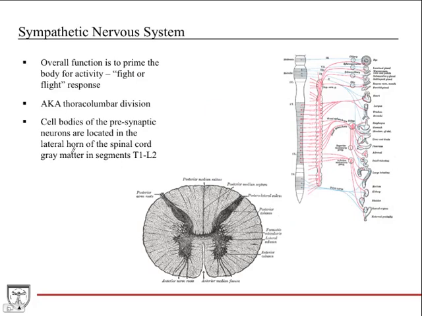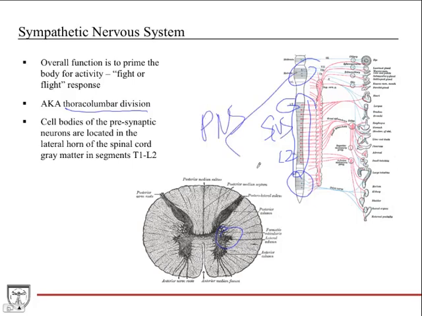Now, it's also called the thoracolumbar division, and the reason for that is because the cell bodies of the presynaptic neurons are located in the lateral horn of the spinal cord, in the gray matter in the segments of T1 to L2, only in thoracic and lumbar sections of the spinal cord. Cranial sacral is the parasympathetic, so this is SNS, and then PNS is these two here.